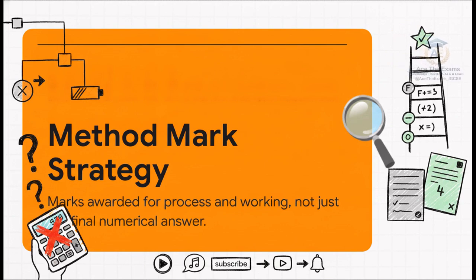But if you use the 5-step framework, write your working clearly, and make that exact same calculator typo, you walk away with 3 out of 4 marks. You literally guarantee partial marks just by documenting your thought process. It's a complete game changer for your exam strategy.